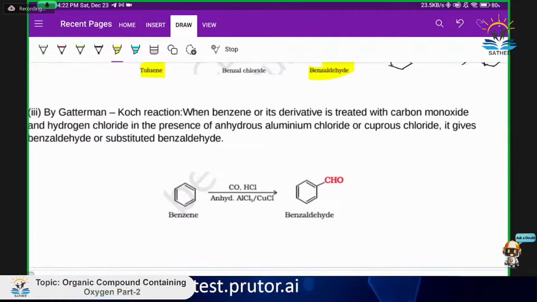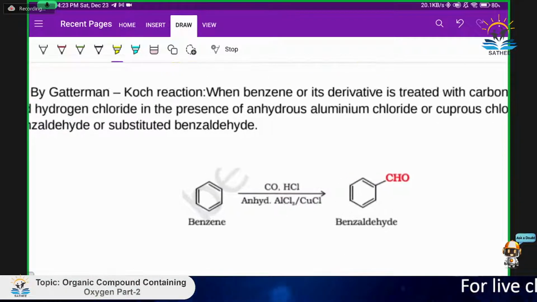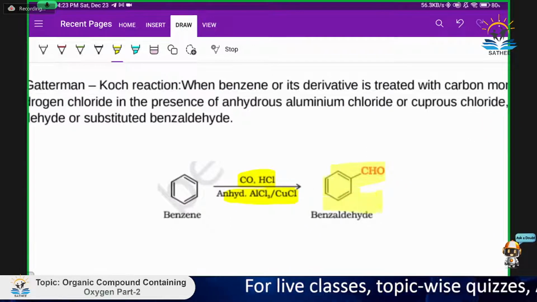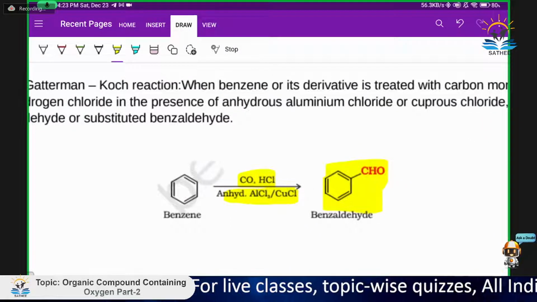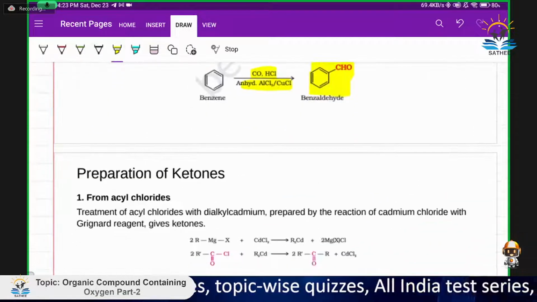Now, by the Gattermann-Koch reaction, when benzene or its derivatives are treated with carbon monoxide and hydrogen chloride in the presence of anhydrous aluminum chloride or cuprous chloride, it gives benzaldehyde or substituted benzaldehyde. So we are reacting benzene with CO and HCl in the presence of anhydrous aluminum chloride or cuprous chloride, and we will get the aldehyde here, benzaldehyde. So this reaction is known as the Gattermann-Koch reaction.